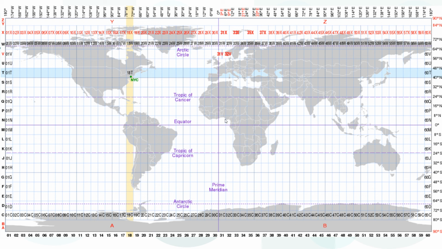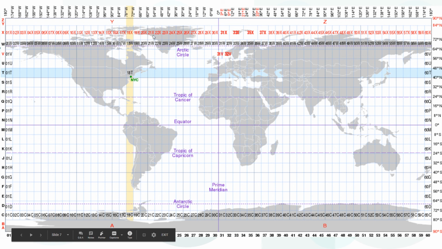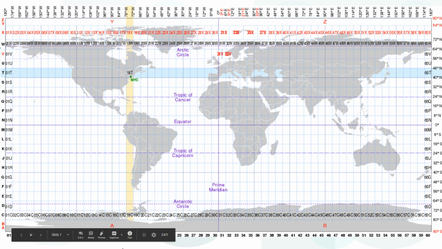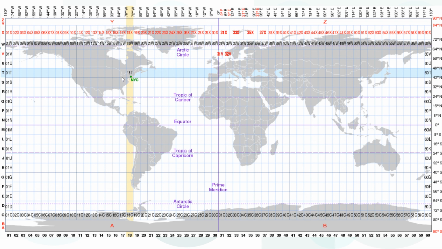But just to focus on the map here real quick, your first thing is to label both your meridian and your latitude zone. So this map has New York City as an example here at 18T. That means it is meridian zone 18, and it is latitude zone T. Ohio is, I think, here-ish between these two. That is between S and T here.